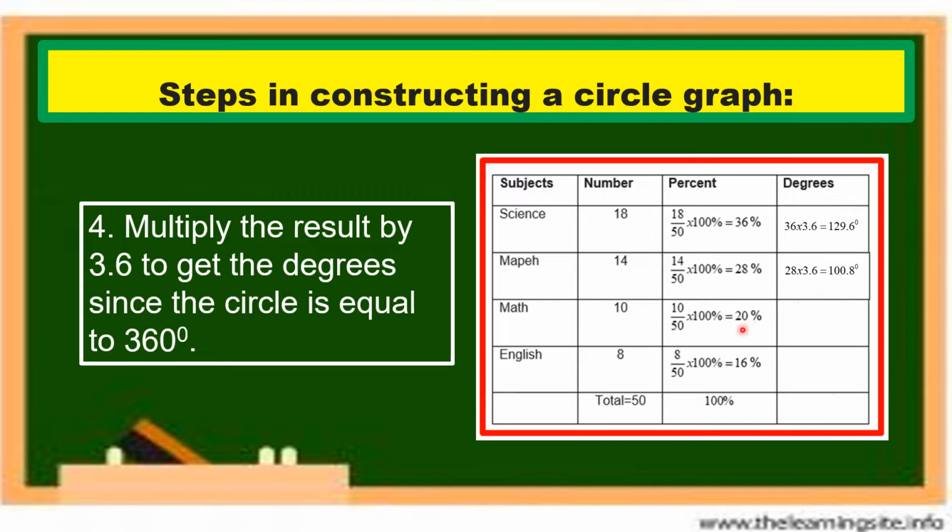We have 20 times 3.6, that is 72 degrees. 16 times 3.6, that is 57.6 degrees. And we need to find the total of all the degrees. It must be equal to 360 degrees.